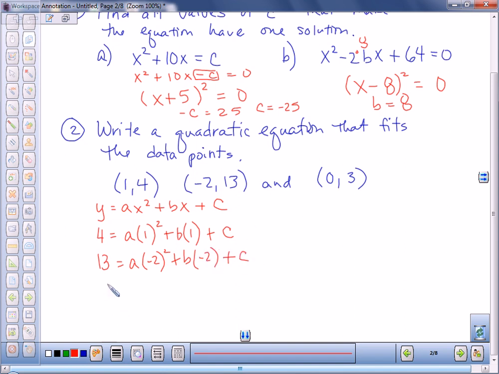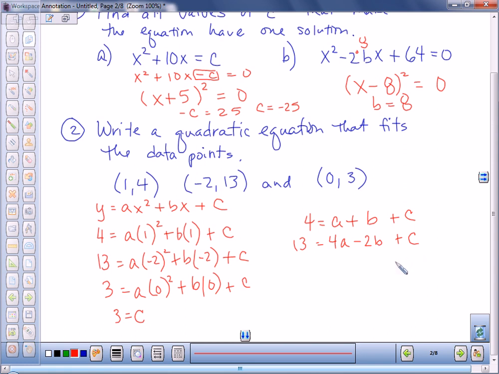And then in the last one, if you wanted, you could plug in 0 for your x and 3 for your y. You don't have to because we know what's going to happen. We're just going to be left with 3 is equal to c. Now if we simplify the other two, we get 4 equals a plus b, and 13 is equal to 4a minus 2b plus c. Well, we've already determined the value of c is 3, so we can plug 3 in for c. So where the c's were, it is now 3. And when we move it over, these are the equations we have.